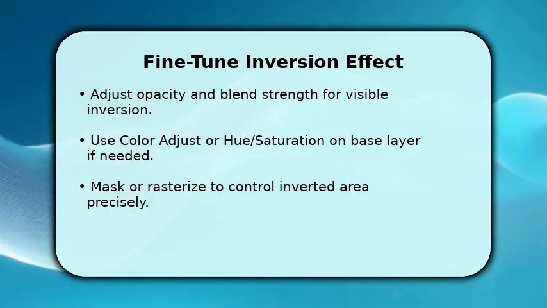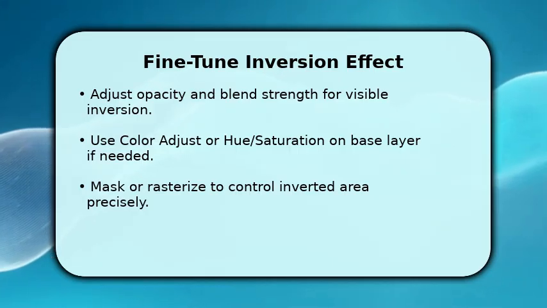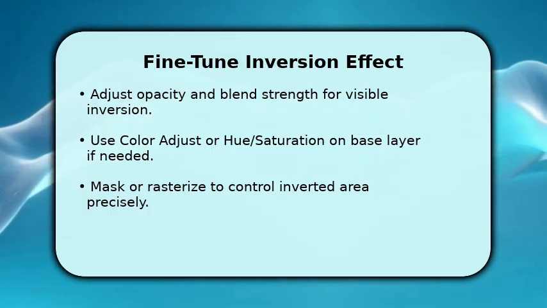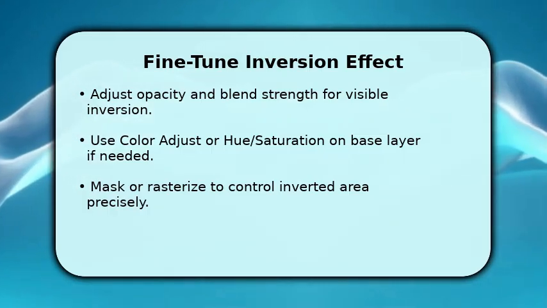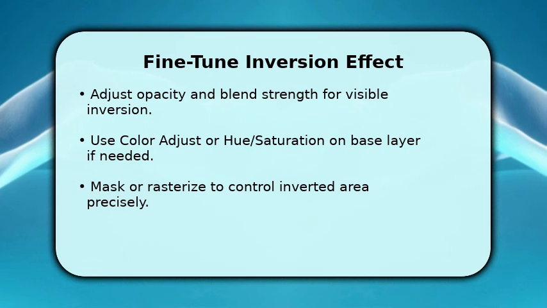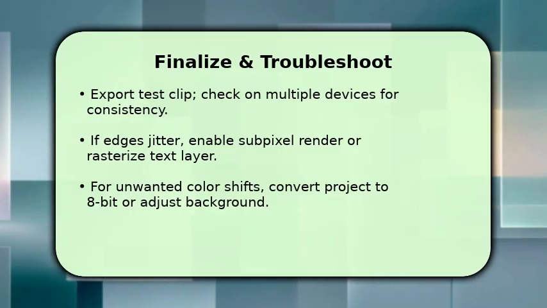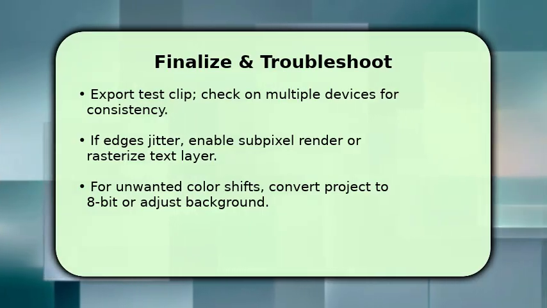If colors need shifting, apply color adjust or hue/saturation to the base text so the difference produces the exact inverted hue you want. You can also add a solid color background beneath both layers to change the overall inversion outcome. Make sure to preview at 100% zoom so small shifts remain accurate. Finish by exporting a short test clip and review it on different screens to confirm the inverted text reads correctly.